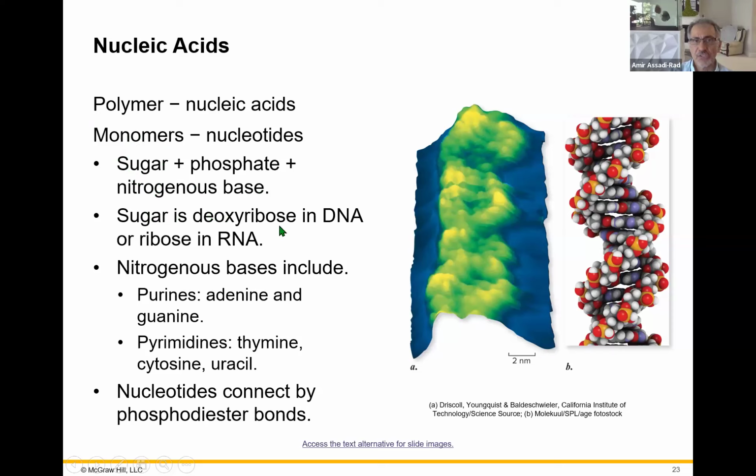Okay, sugar is deoxyribose in DNA and ribose in RNA. We already discussed that. Nitrogenous bases include purines. Purines are adenine and guanine. Okay, those two, pure gold, easy to remember, pure as gold. Purines are adenine and guanine. And pyrimidines, which is a longer term, include thymine, cytosine, and uracil.